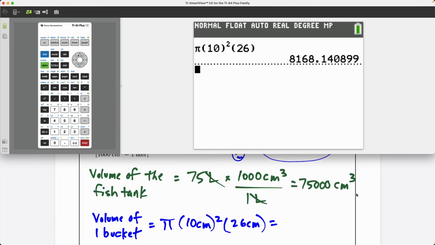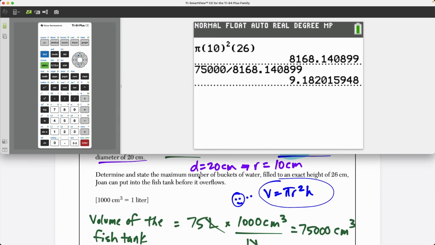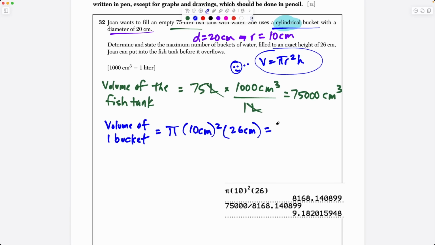But what we're going to do is divide 75,000 by the volume of one bucket. So we're going to take the 75,000 and divide it by the answer that we just got over here. And the question is asking to determine and state the maximum number of buckets of water that Joan can put in the fish tank before it overflows. So we would have to stop at 9 buckets, because the moment you start going past 9 buckets, the volume of the fish tank would be exceeded and it would overflow. So just 9 buckets.